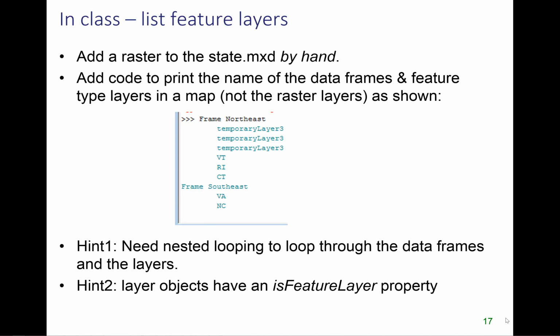Two hints. You're going to need nested looping to loop through the data frames and the layers, and you're going to make use of a property called isFeatureLayer. Pause the video now and go over to the in-class page to try it.